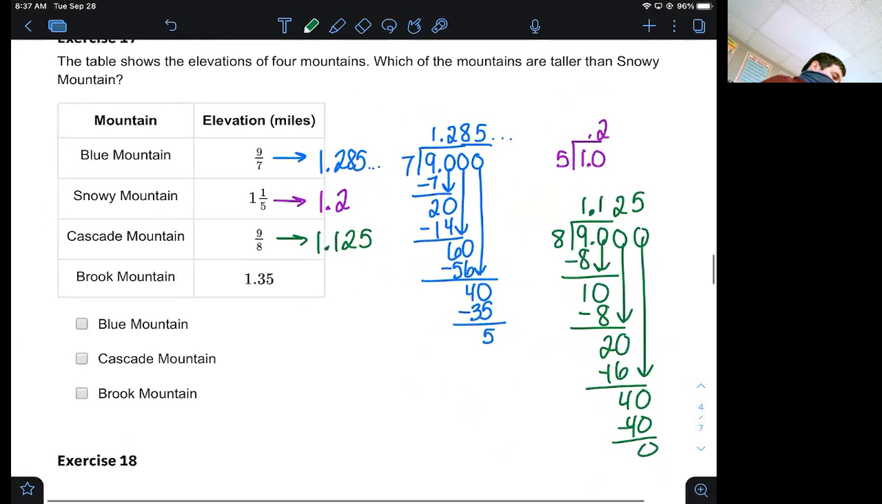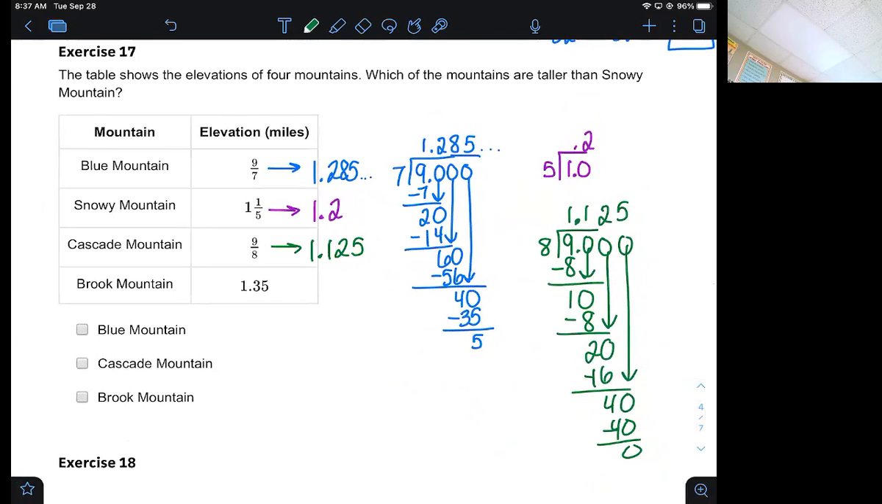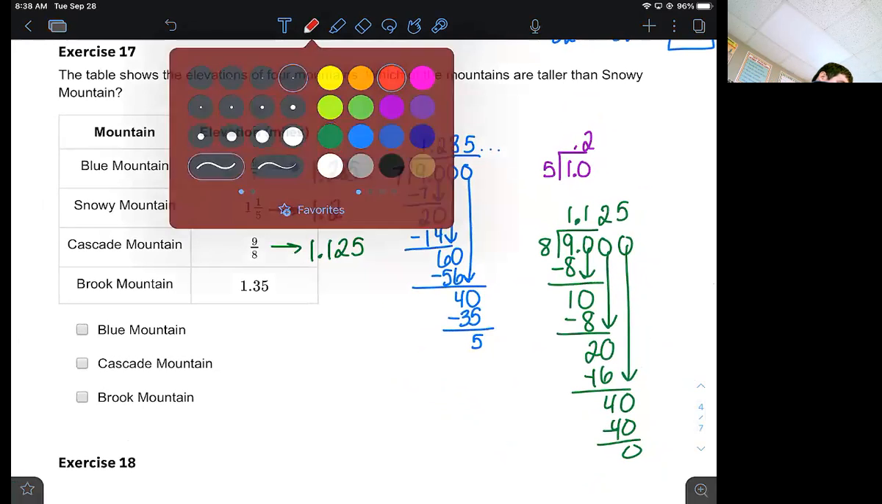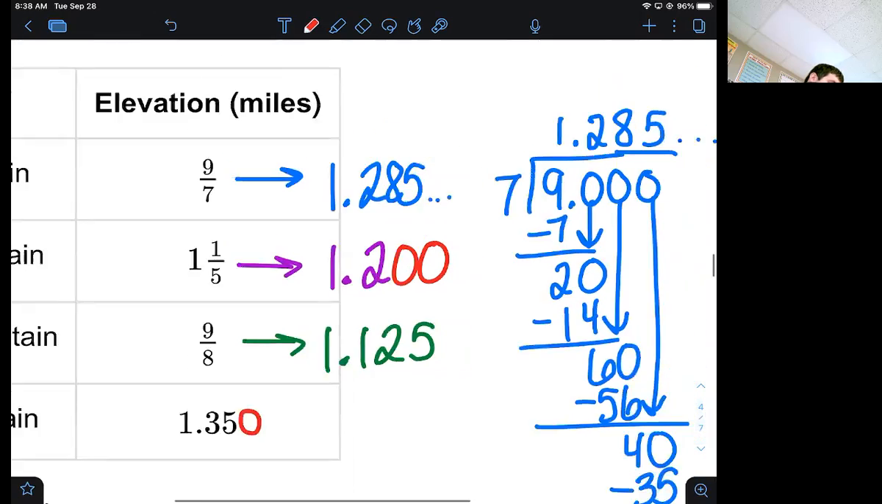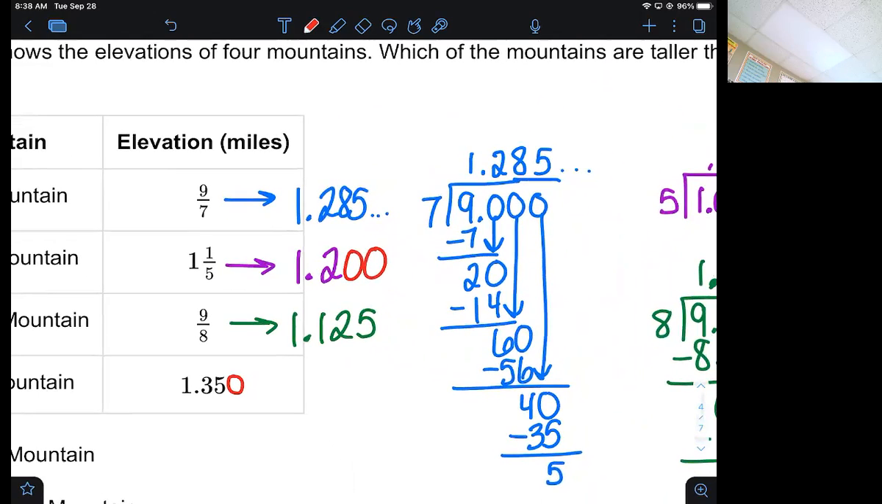To answer this question on big ideas, though, let's reread it again. It says, which of the mountains are taller than Snowy Mountain? Now, some of them have 2 decimal places, some of them have 3 decimal places, and some of them have 1 decimal place. So in order to compare them, it might be easiest just to make them all have 3 decimal places. I could make this 1.200. I could make this 1.350. Just to make it easier to compare.